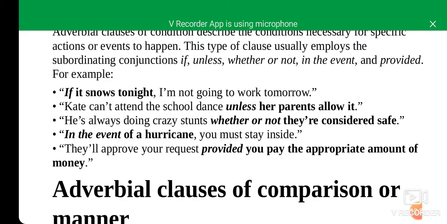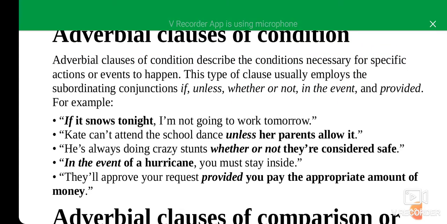Now, Cat can't attend the school dance unless her parents allow it. Cat's attending the school dance is conditioned on the permission given by her parents. So here, unless her parents allow it, that shows the condition. He does crazy stunts whether or not they are considered safe. So whether or not shows the condition, if they are safe or not.